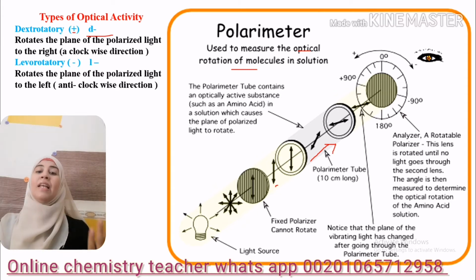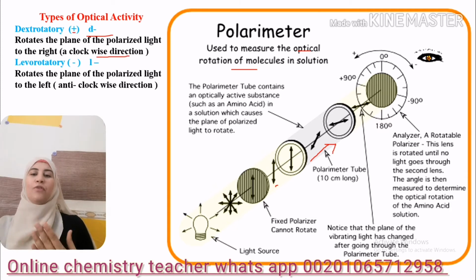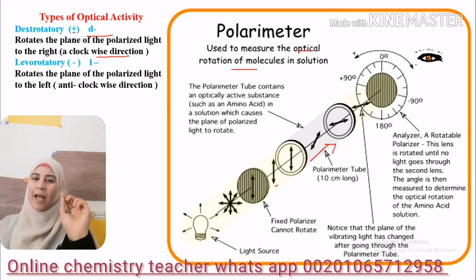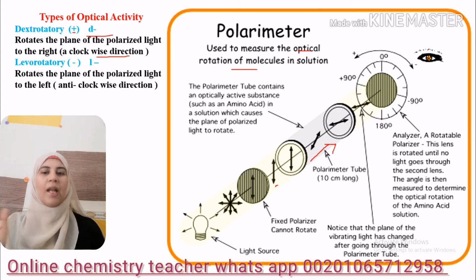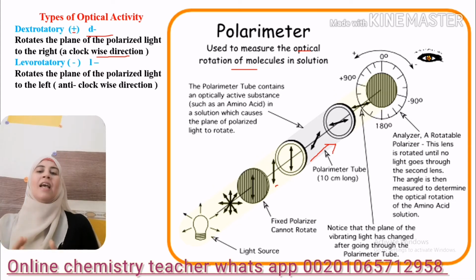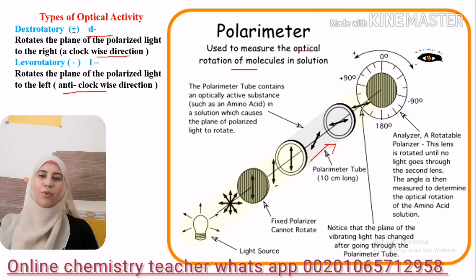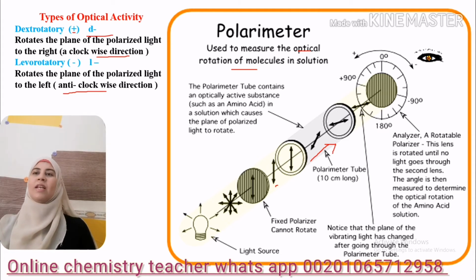We can have levorotatory, or negative, or L as abbreviation. So it will rotate the plane of the polarized light to the left. We can say it rotates the polarized light in an anti-clockwise direction. So this is the meaning of dextrorotatory and levorotatory definition. Now let's move to the next slide, racemic mixture.